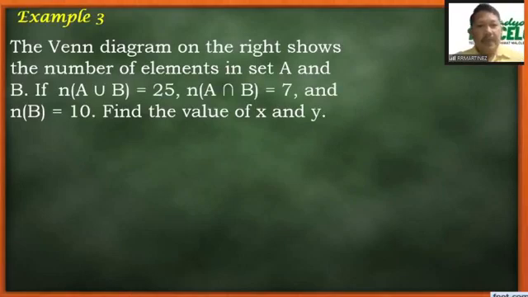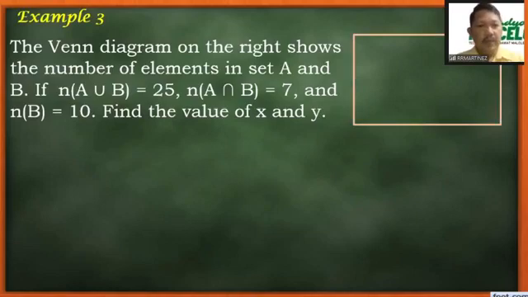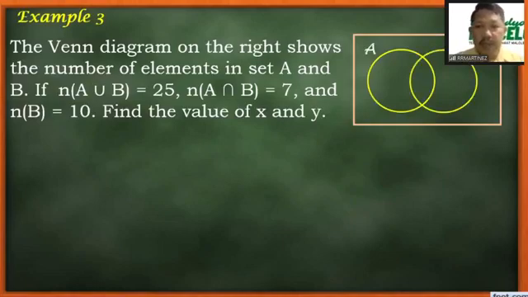So the Venn diagram on the right shows the number of elements in sets A and B. The number of A union B equals 25, the number of A intersection B equals 7, and the number of B equals 10. So find the value of X and Y. So we have event A and event B. The number of A union B equals 25. So we have X, and then 7, as well as Y. Now, let us answer question number 1. Find the value of X and Y.